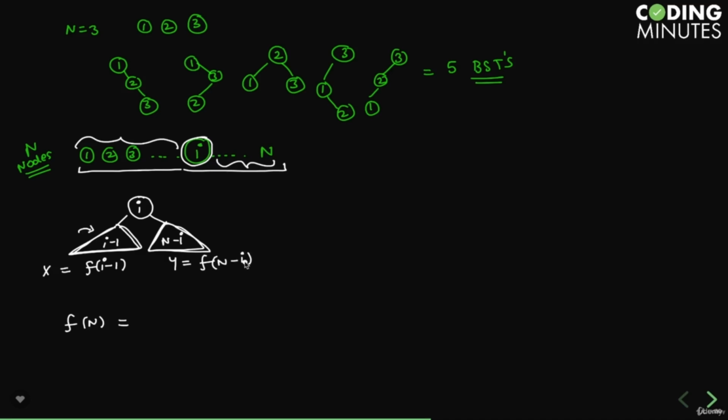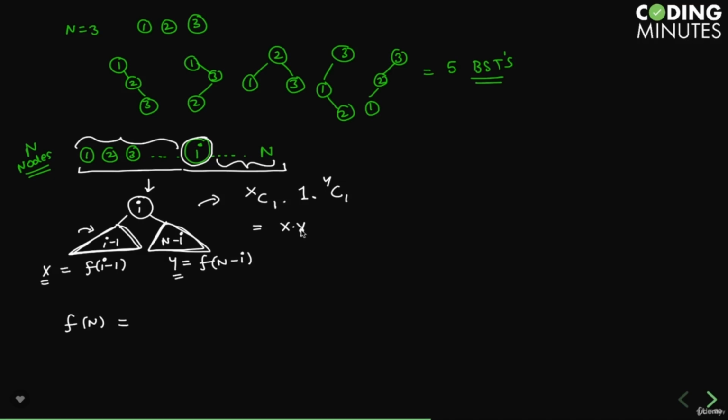Now in order to form this particular BST with the ith node as the root node, I have x number of BSTs possible in the left, y number of BSTs possible in the right, and how many BSTs can I form with this ith node as a root node? I can choose one BST from the left in x ways, I have one way to choose the root node, and I also have y ways to choose one BST from the right. So this turns out to be x into y.